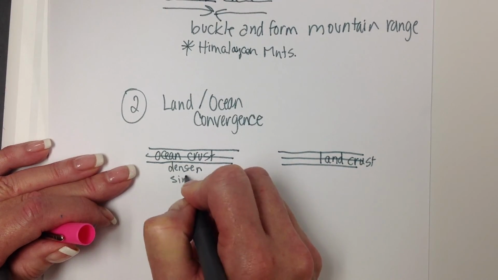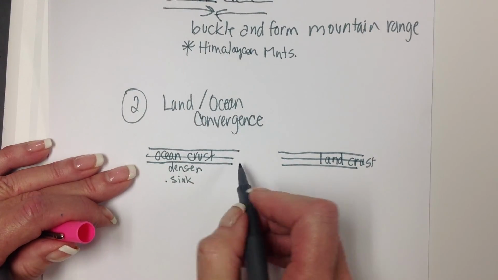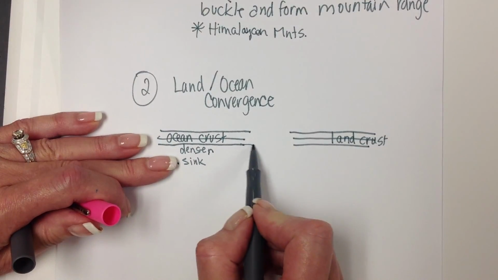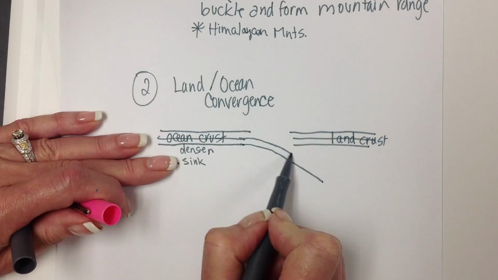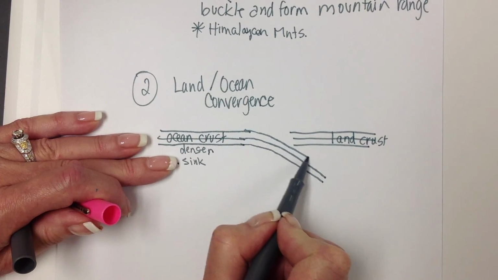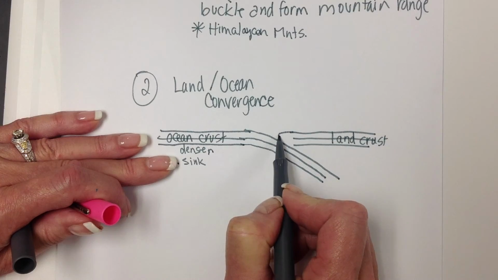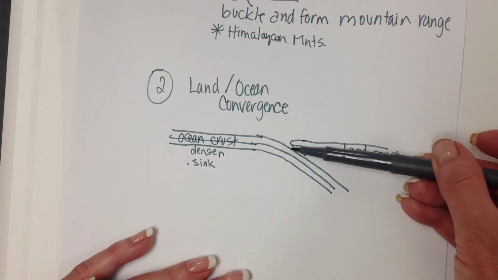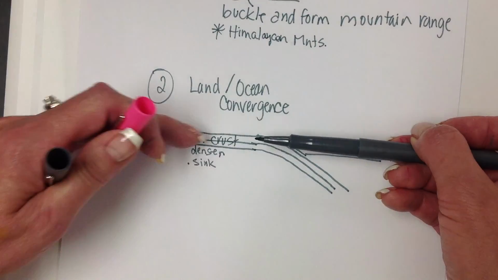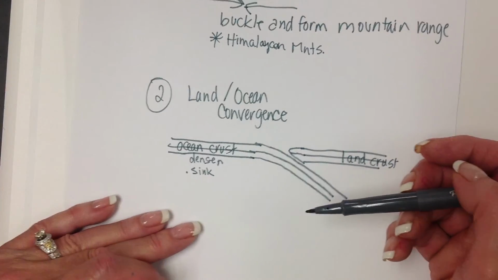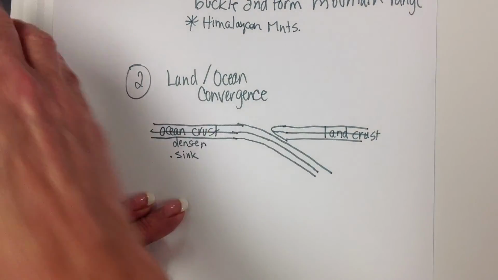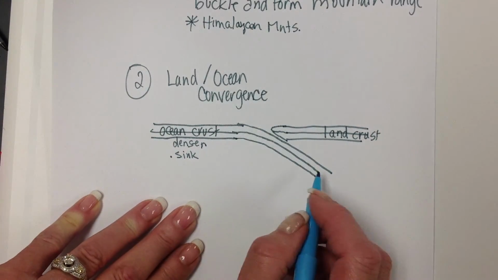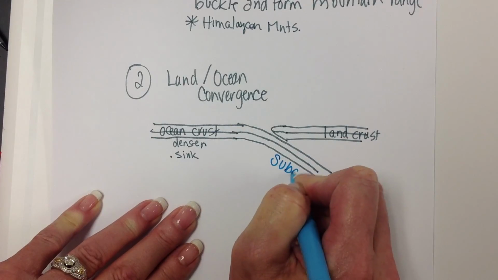Remember, denser things are always going to sink. And that's the key to what's going to happen here. These can't come together equally. This one is so heavy, it's going to go and dive beneath the other one. So this one's just going to keep going, basically moving. It won't be affected at all. It's not going to go up or anything. It's just going to keep moving, but this one's going to go down and dive beneath the less dense crust. This movement, or this going under of one plate below another, is called subduction.